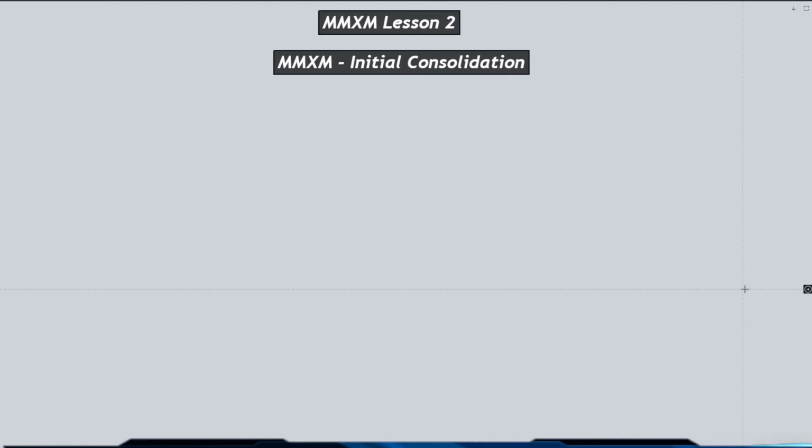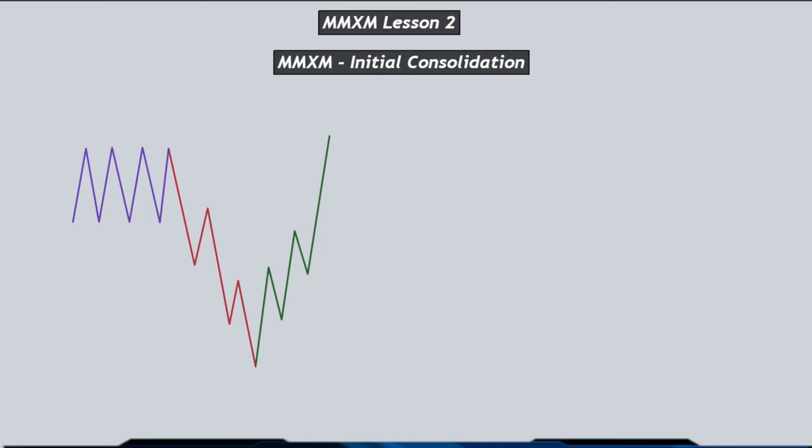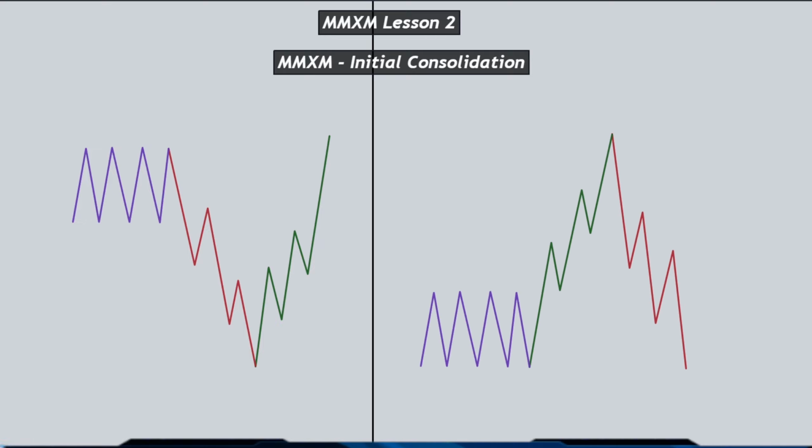There are two market maker models, the market maker buy model and the market maker sell model. In this specific lesson I'm going to give you the initial consolidation part of the market maker buy or sell model. Either way, how the initial consolidation starts, how we can identify those, how to mark those, and how you can utilize that information. That is the initial consolidation part.